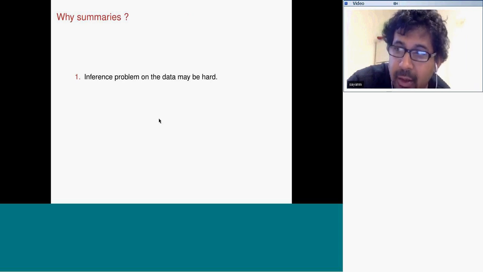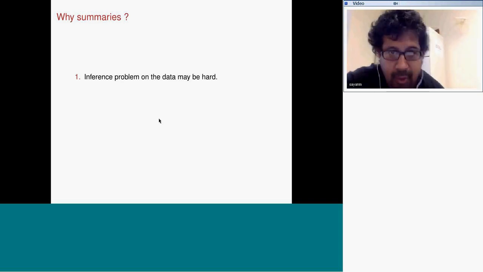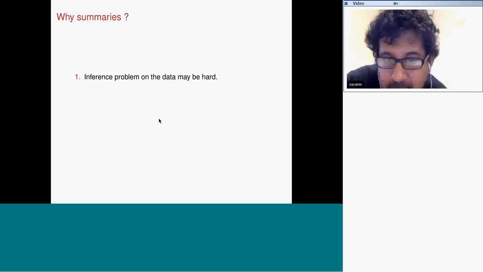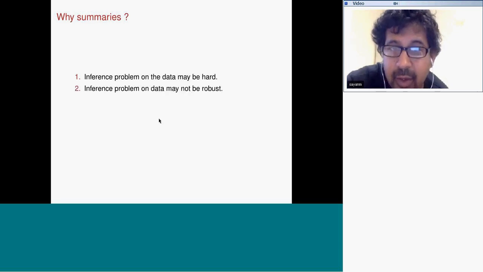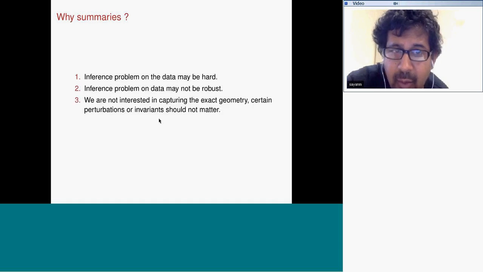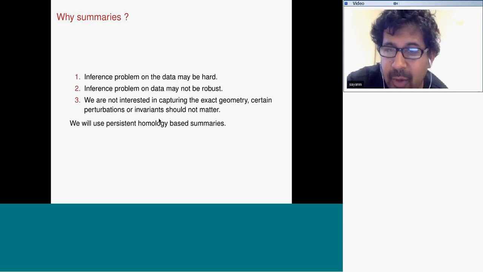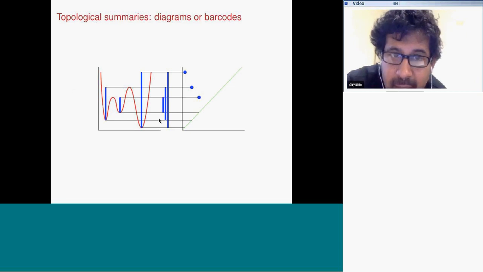Now, clearly, in this, we've lost information as we've gone from a model on the data to a model on the summary statistics. And we'll ask questions, for example, of when we don't lose information, and when we want to lose information. What information do we want to lose? So again, the inference problem on the data may be hard. I'll come back and show you this again. The inference problem on the data may not be robust. We may not be interested in capturing the exact geometry. We want to be robust to certain perturbations or invariants, right? And one example is when we use persistent homology as summaries. Okay.